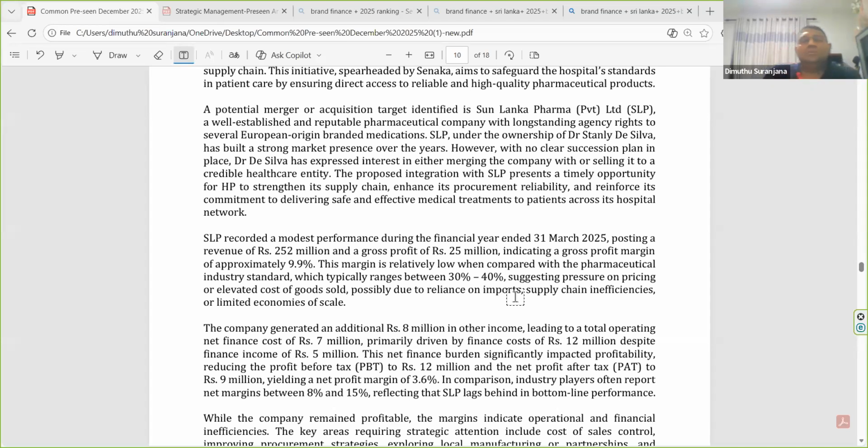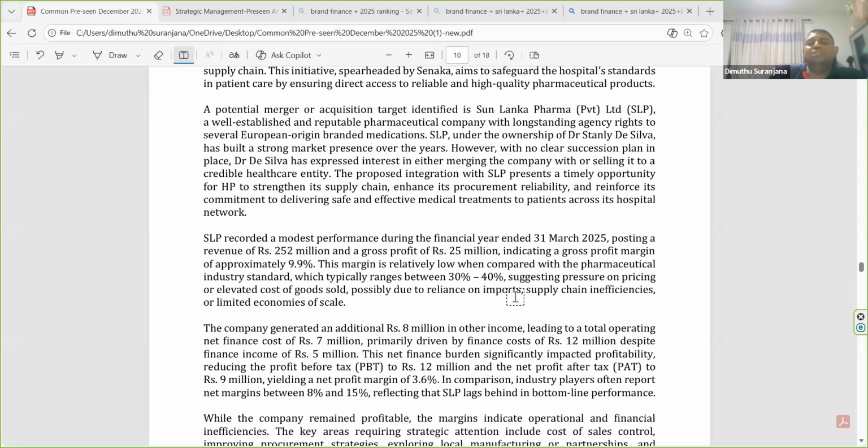Right. So look at Sri Lanka Pharma Private Limited, a well-established and reputable pharmaceutical company with long-standing agency rights to several local brand medications. It's a popular one, no? At the same time, they have agency rights to connect with some European companies. SLP, under the ownership of Dr. Stanley De Silva, has built a strong market presence over the years, however, with no clear succession plan in place. Dr. De Silva has expressed interest in either merging the company with or selling to a critical healthcare entity. So the next generation may not be ready, right? His sons or daughters, or he may not be married. Therefore, no succession, so he is keen to sell or merge with someone.